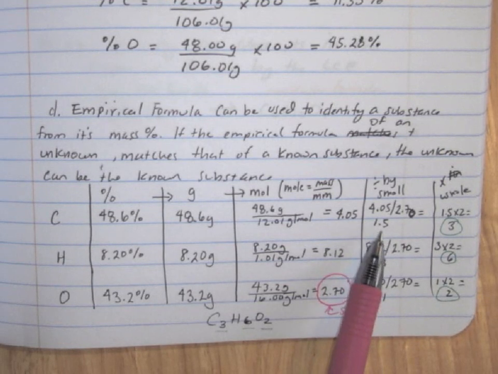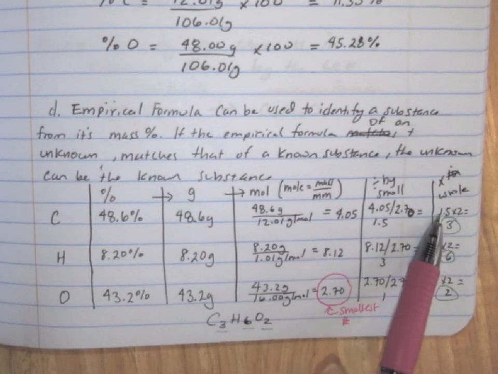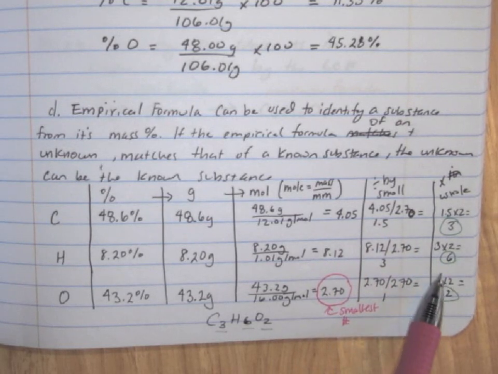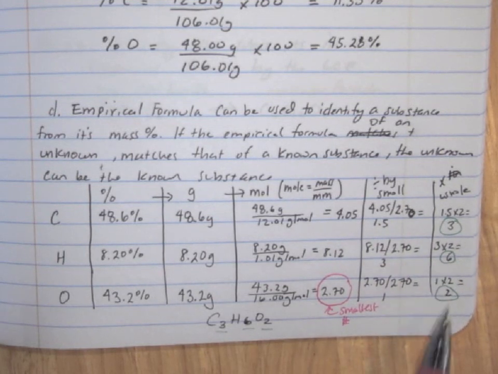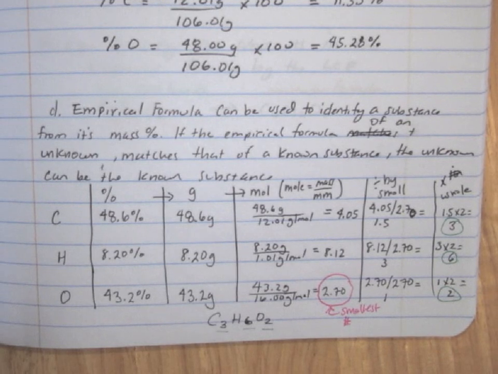What we're going to do is multiply everything by 2, right, to get that to become a whole number. So 1.5 times 2 gives us 3. 3 times 2 gives us 6, and 1 times 2 gives us 2, okay? So now we have our molar ratio values.